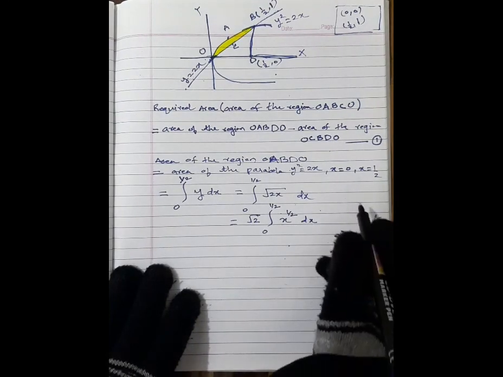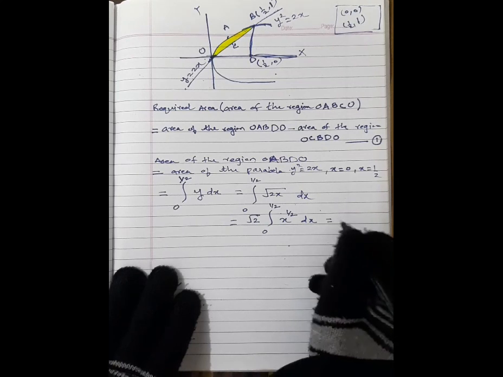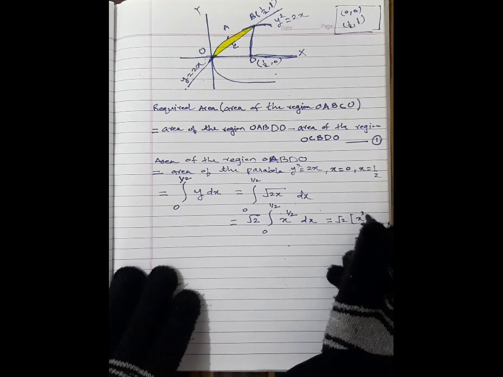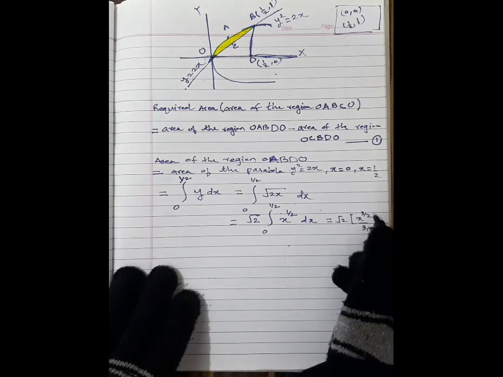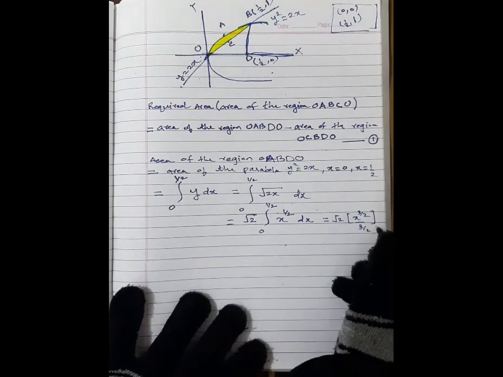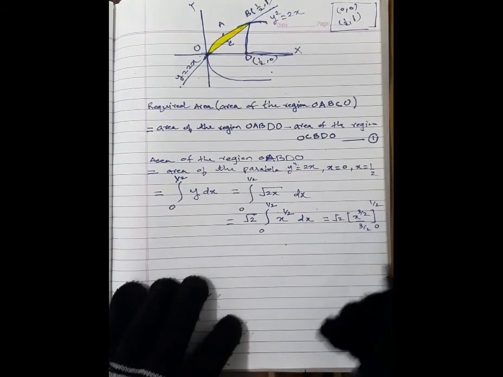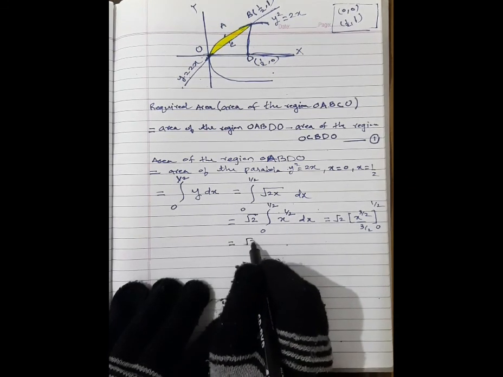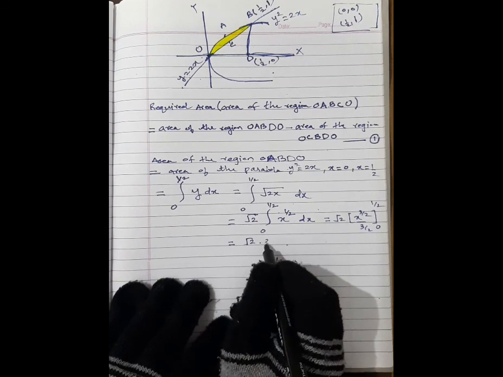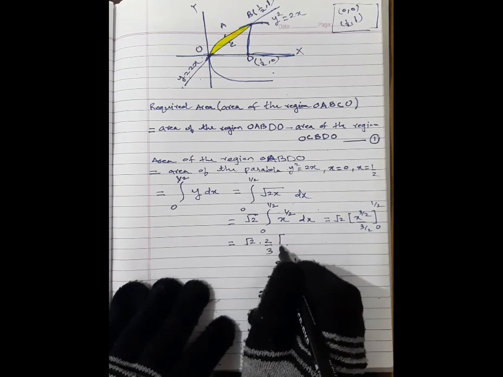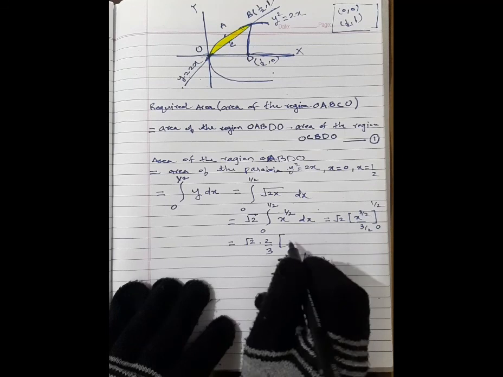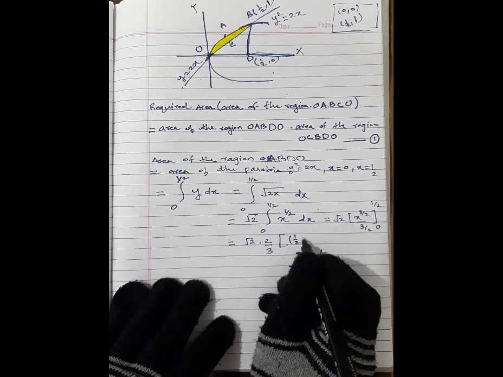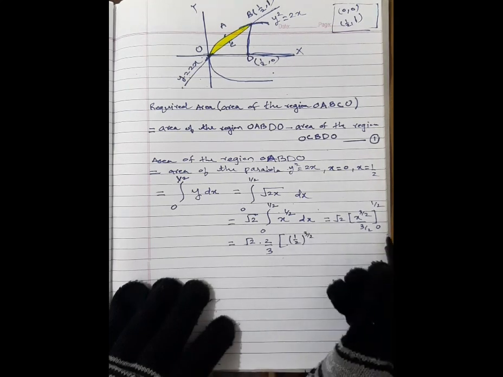What is integration of x raised to 1 upon 2? Integration of x raised to 1 upon 2 is x raised to 3 by 2 upon 3 by 2. And what is the limit? Limit is going from 0 to 1 upon 2. Now substitute limit. Root 2 write as it is. This 3 by 2 we'll write here as 2 by 3, and instead of x raised to 3 by 2 we'll substitute x as 1 upon 2, means 1 upon 2 raised to 3 by 2 minus 0.